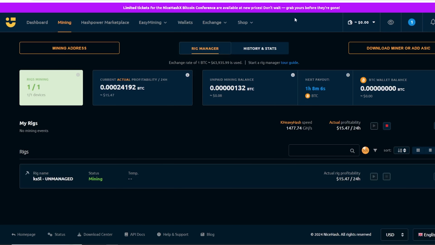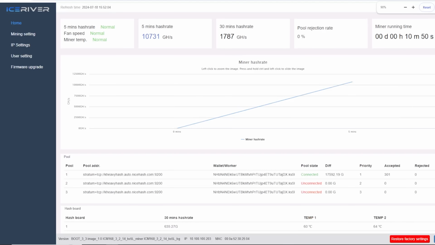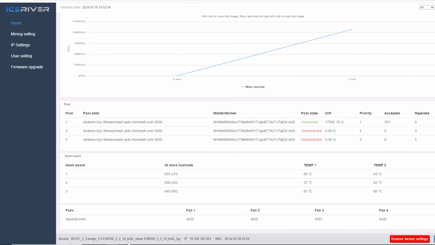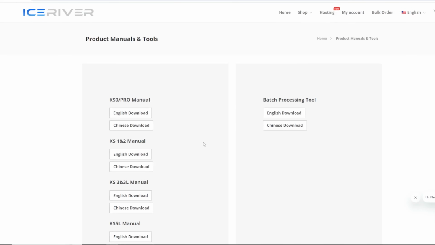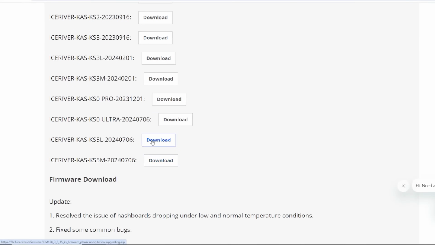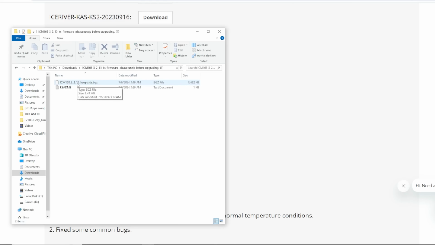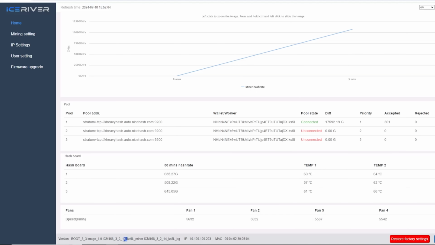But anyways, we're mining, and there's one thing I wanted to take note of on the KS5L. Here's the web GUI, and let me just refresh. Okay, it just started like 10 minutes ago, as you guys can see. And one thing to note is the firmware of this KS5L. So I did go to Ice River's support website, product manual tools, and then I went to firmware download. Here I did see they have a new KS5L firmware. The one that I downloaded is a 3.215 update. If I go back here to the KS5L, this one's 3.214. So there is definitely a newer version.